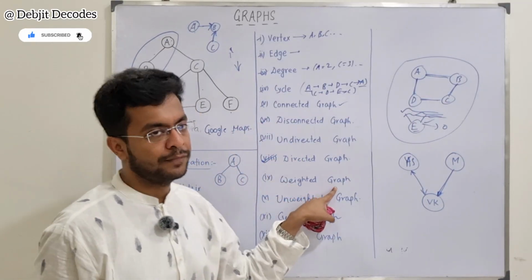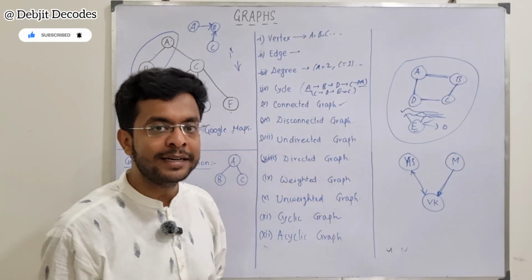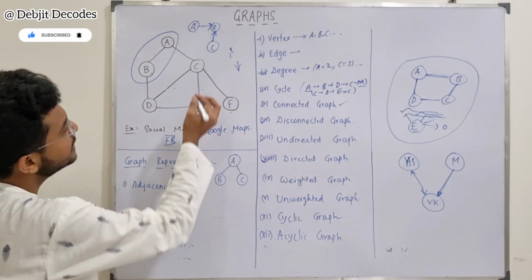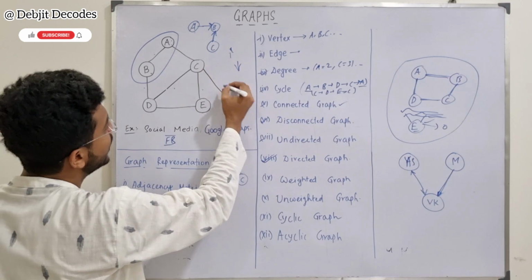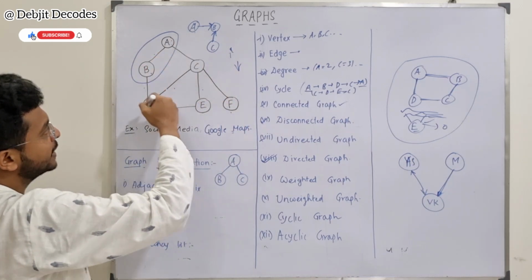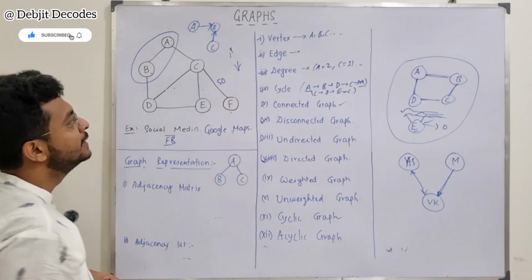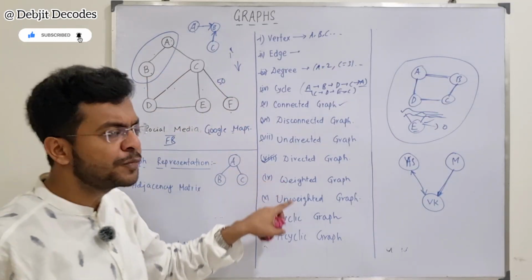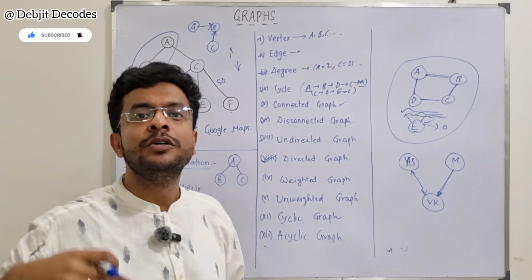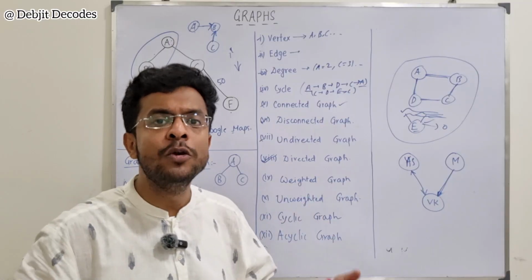Then there is the weighted graph. What is the meaning of a weighted graph? A weighted graph simply means there is a weight associated. Here there was no concept of edge weight, there was no value given. Suppose C to F was 50. Weight is used to find out the cost, the minimum cost, minimum value, and all these things.